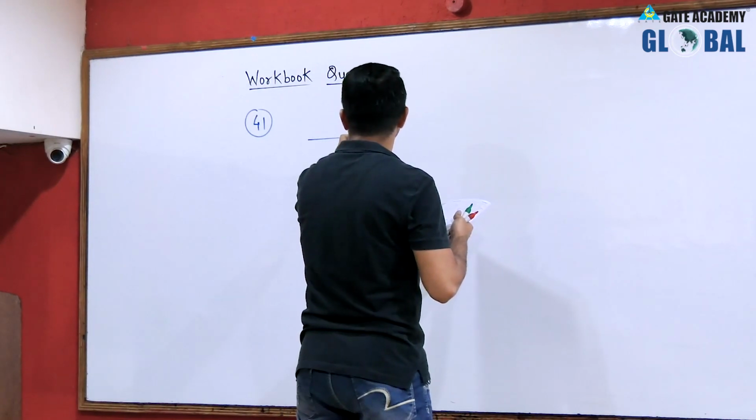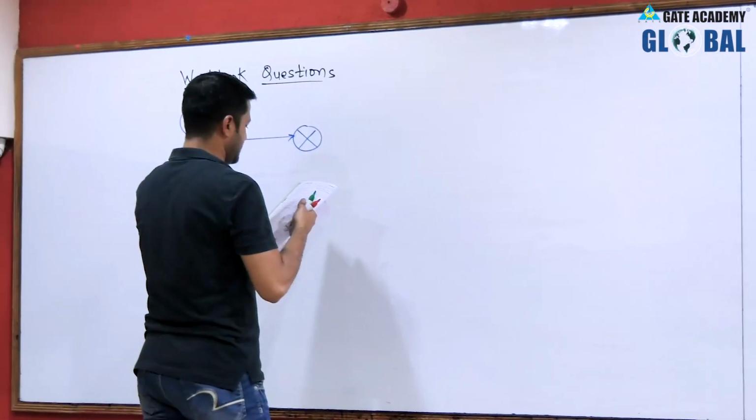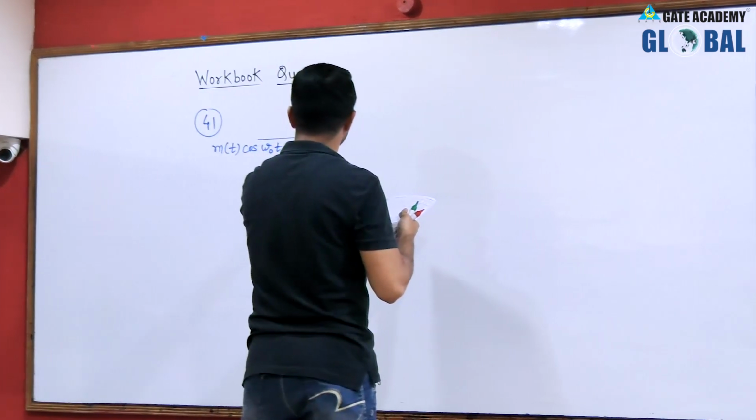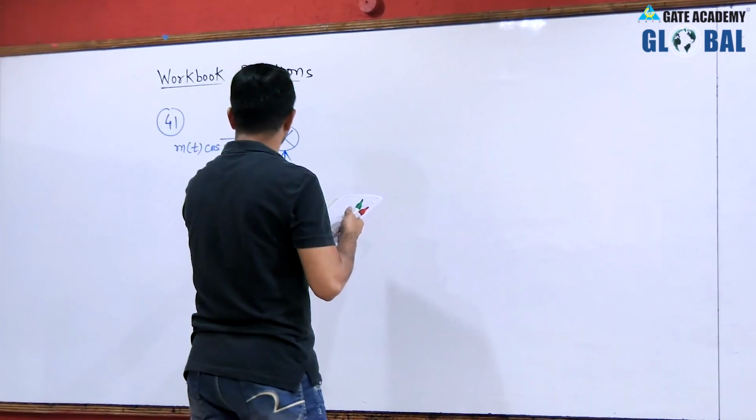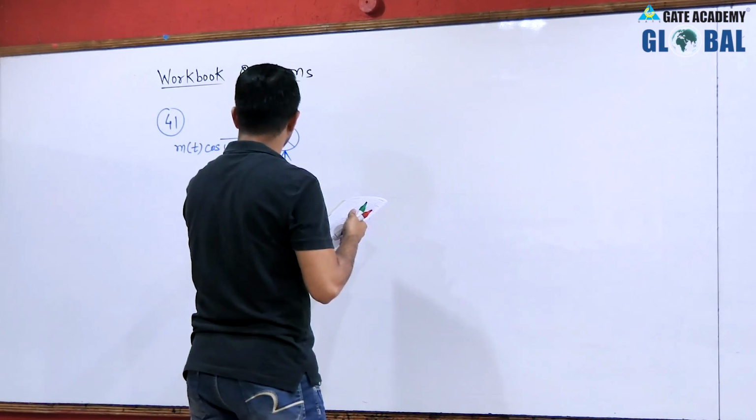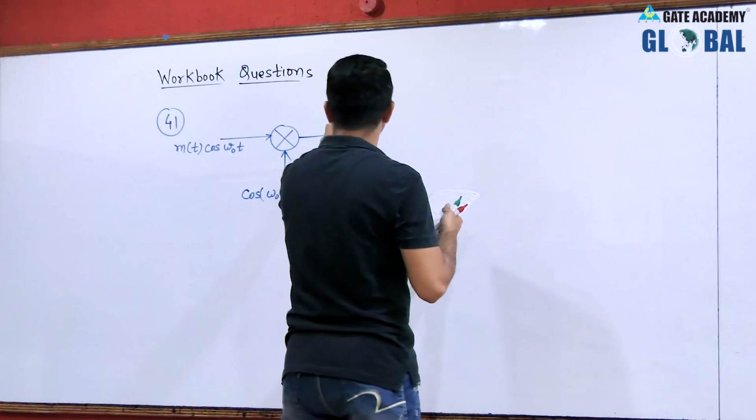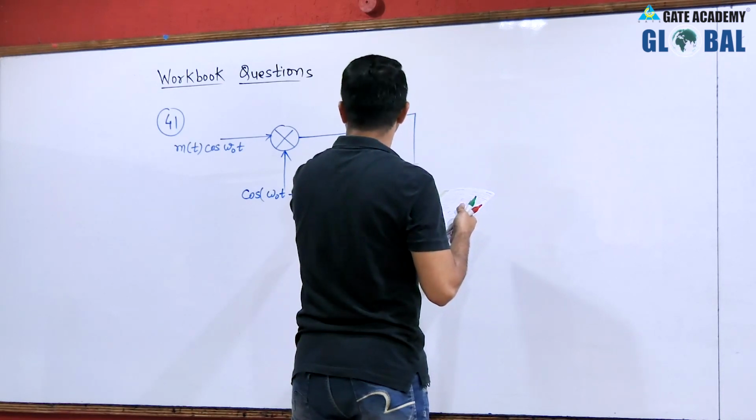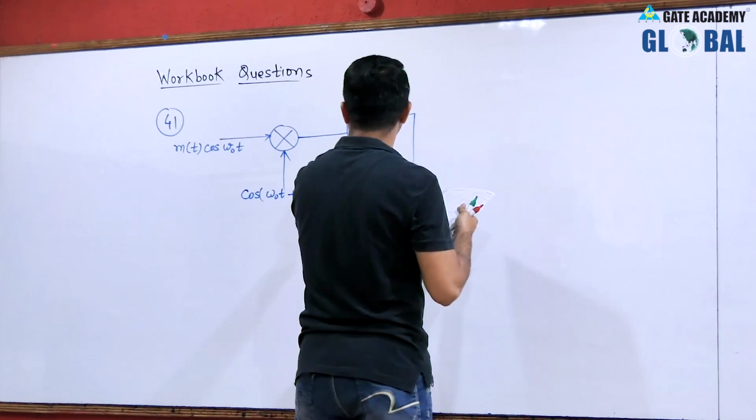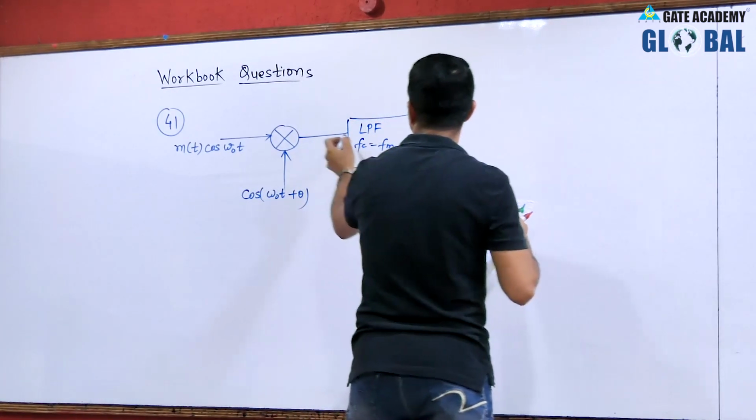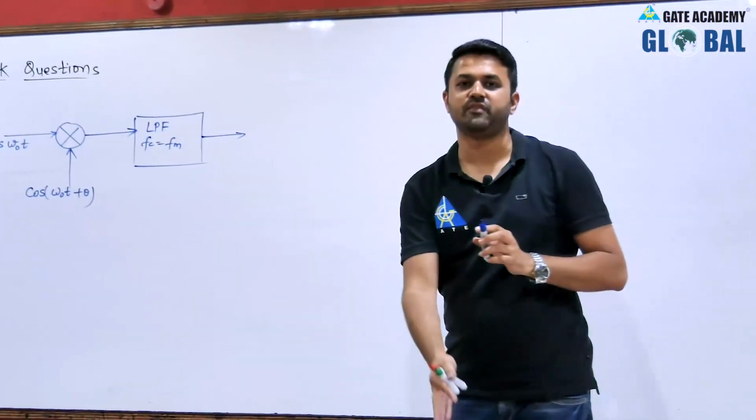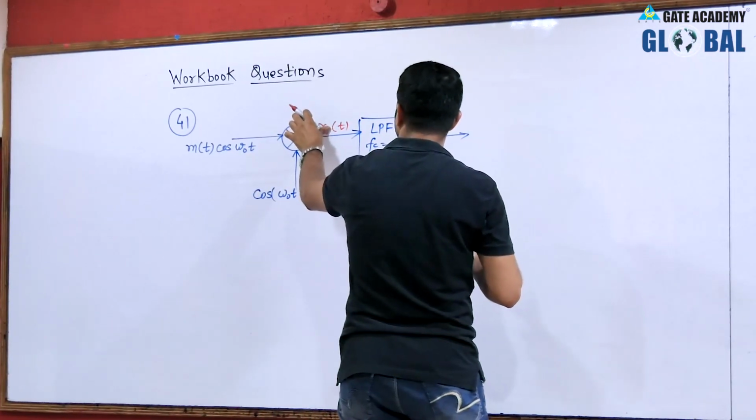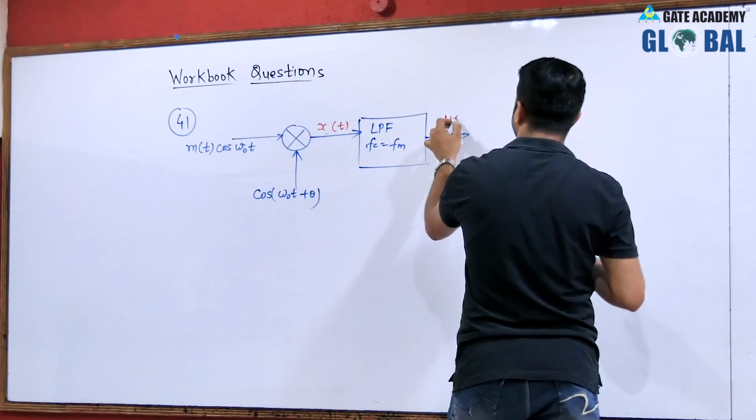we have the figure like this. The input is m(t) cos omega naught t, another input is cos(omega naught t plus theta), followed by a low pass filter with unity gain and cutoff frequency fm. Cutoff frequency is fm and gain is 1. So we have to calculate the power of the output. So the output of this multiplier is x1(t) or simply x(t), and the output of this low pass filter is y(t).